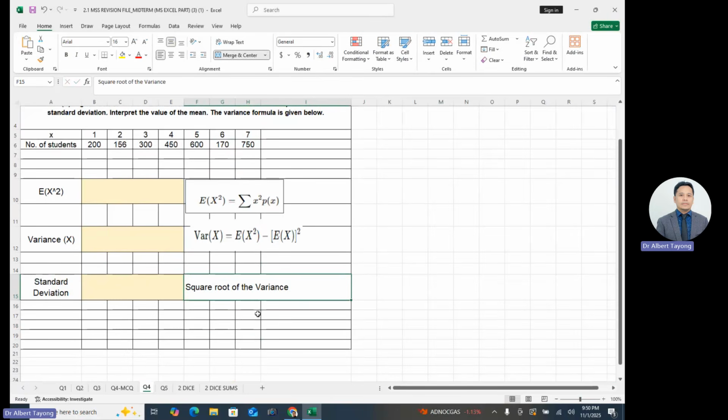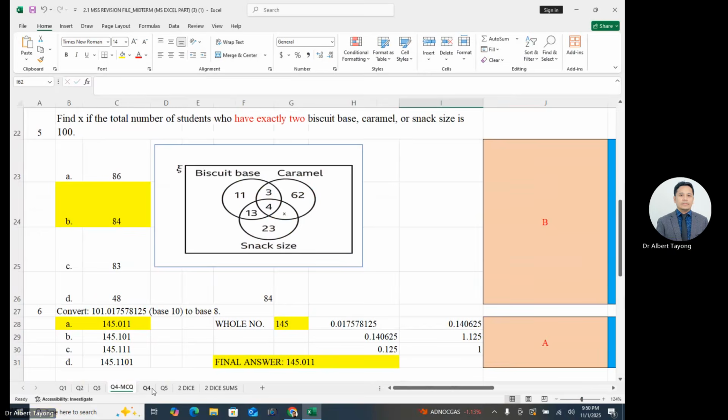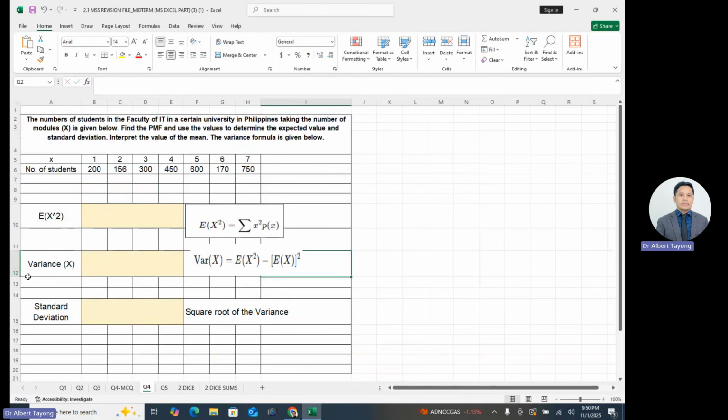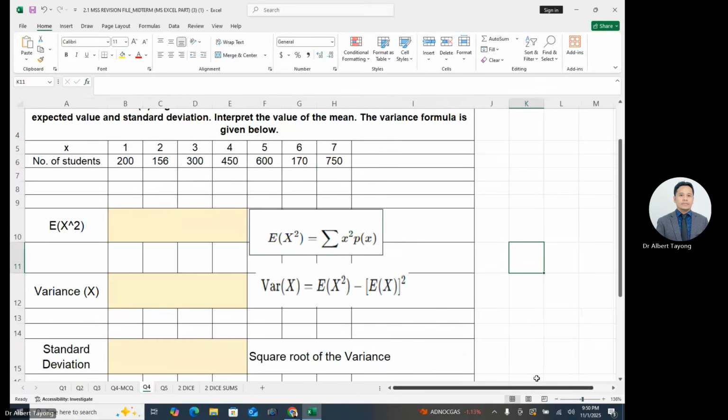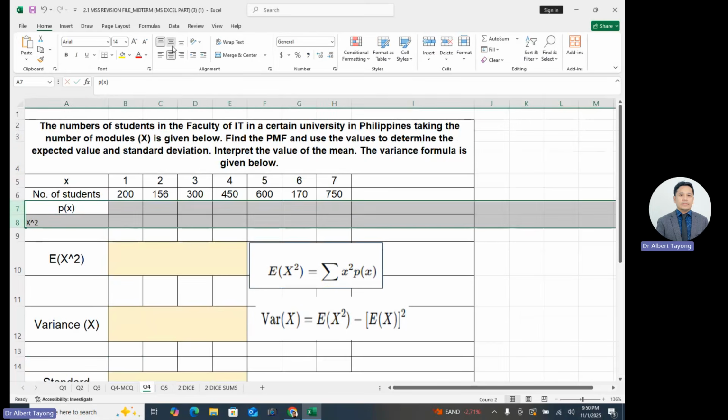Okay, let's proceed now to this Q4. This one is multiple choice. Here we have to find the variance and standard deviation. So when you are asked to find the variance and standard deviation, first get the p of x, then x squared. So you have to get p of x and x squared.